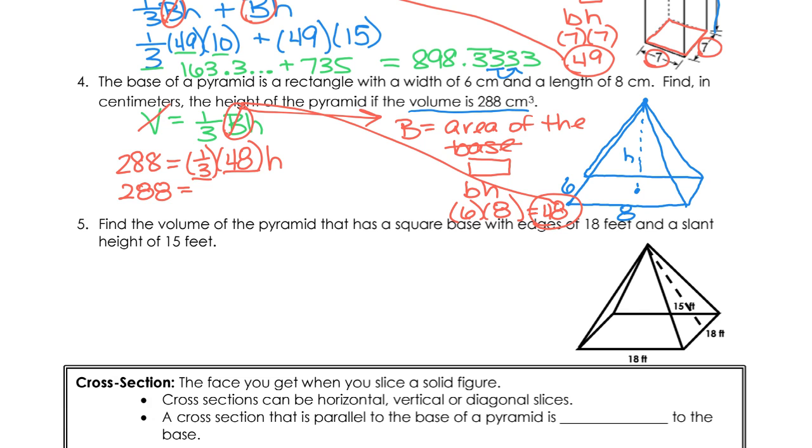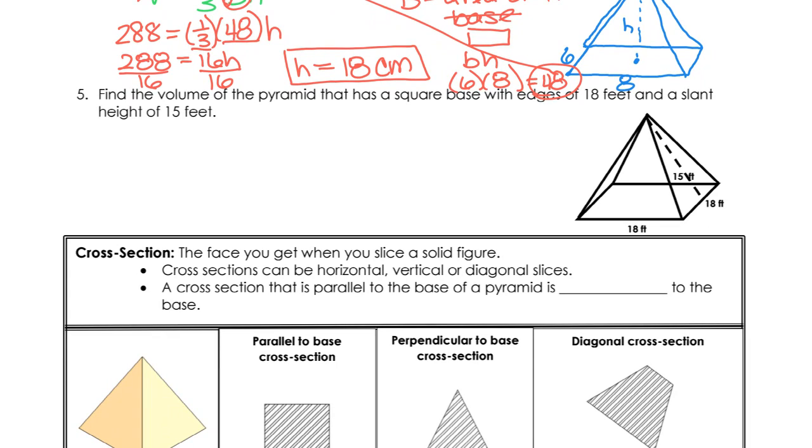So we end up with 288 is equal to 16h. We're going to divide by 16. And h is going to come out to equal 18. And that would be centimeters. And it's just centimeters because it's just the height. It's not a volume or an area. Okay, good, guys. Let's take a look at 5.